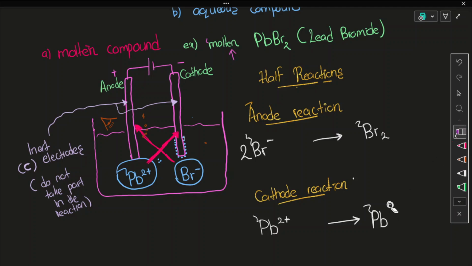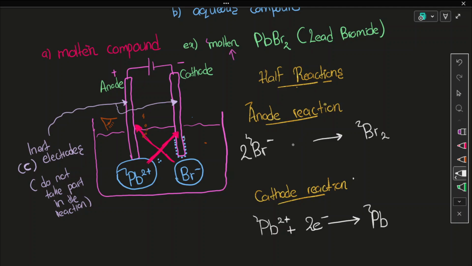So to get from plus 2 to 0, you have to minus 2, no? So that would be adding 2 electrons. So lead 2 plus 2 electrons becomes lead. So lead. Okay. Here, what happens?